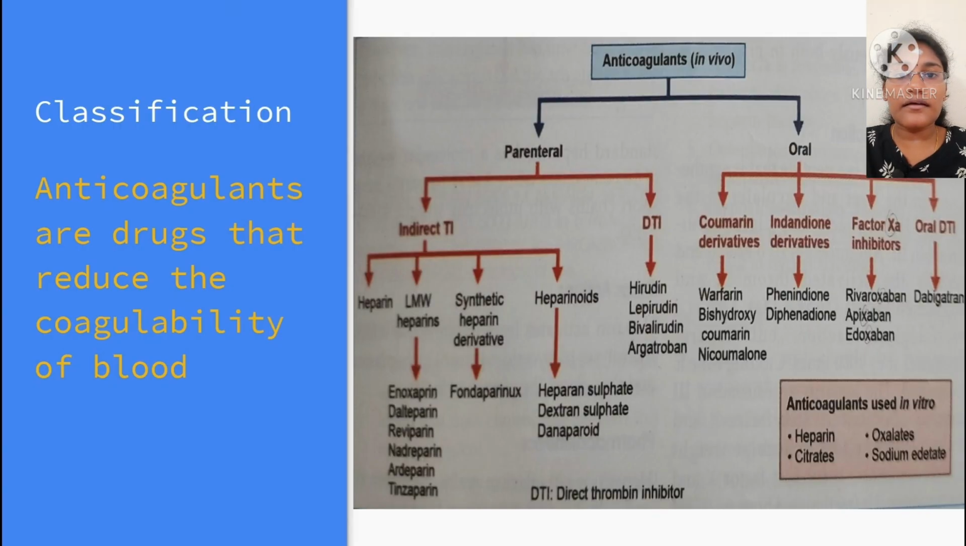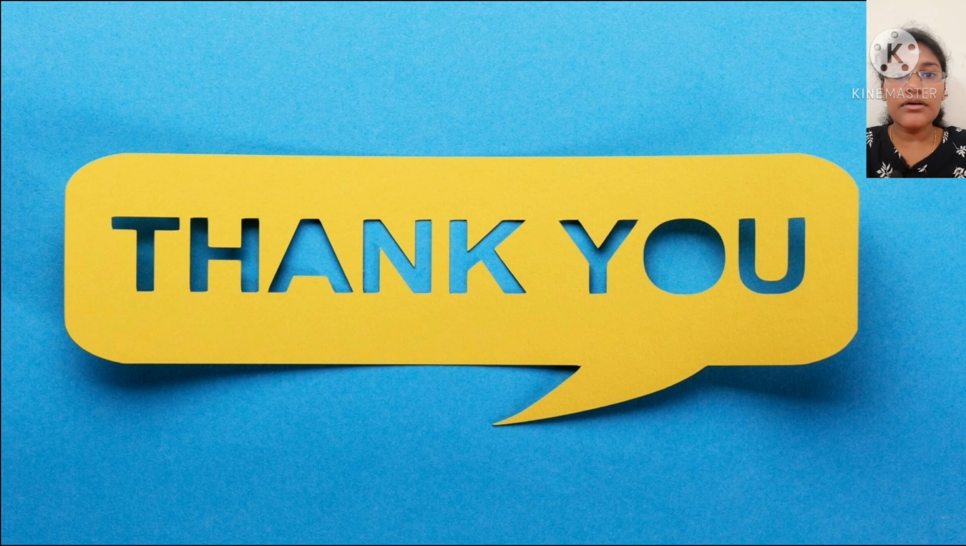So going back to the classification chart, today I have explained about indirect thrombin inhibitors which come under the parenteral route usage in anticoagulants.